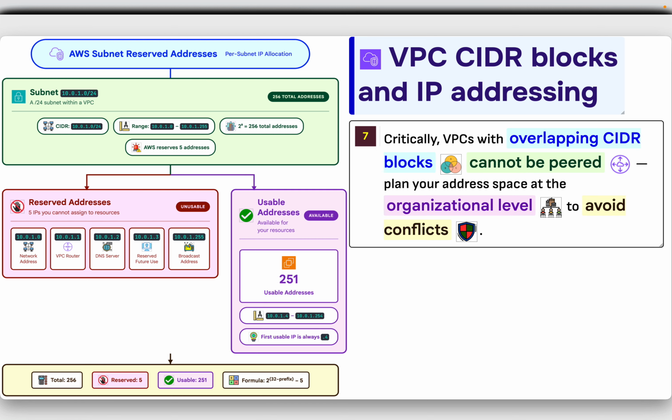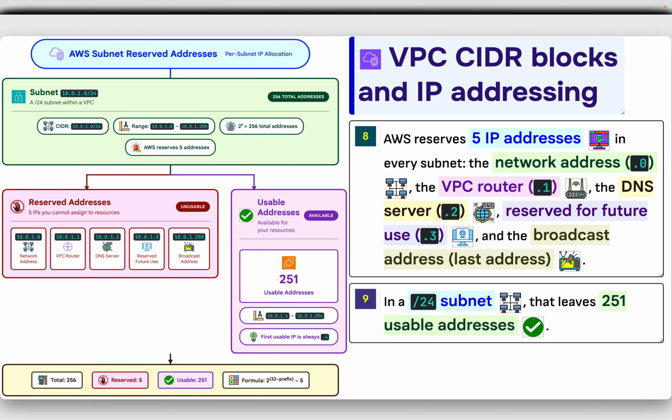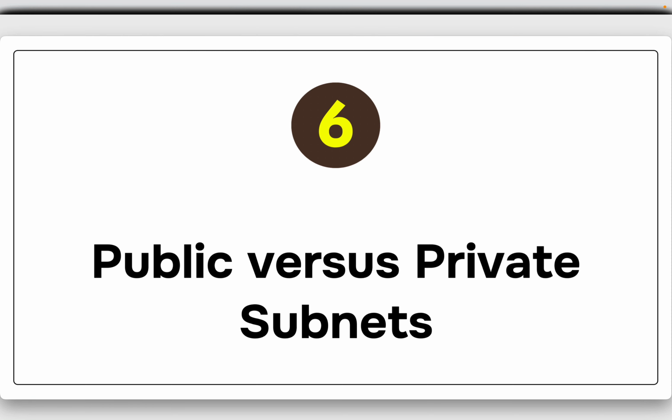VPCs with overlapping CIDR blocks cannot be peered. So one important point to remember, plan your address space at the organizational level to avoid conflicts. AWS reserves 5 IP addresses in every subnet, as I talked about. So .0, .1, DNS server .2 and .3, and the last one is broadcast. In a /24 subnet, so if you subdivide into subnets, you will have 251 usable addresses.